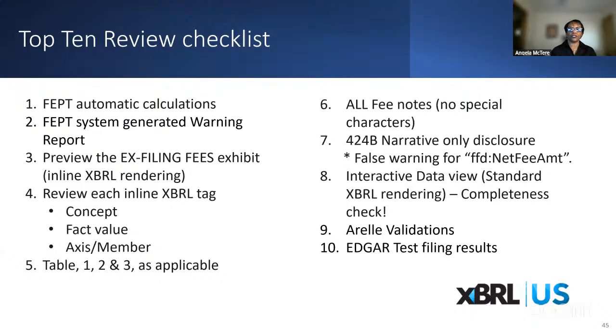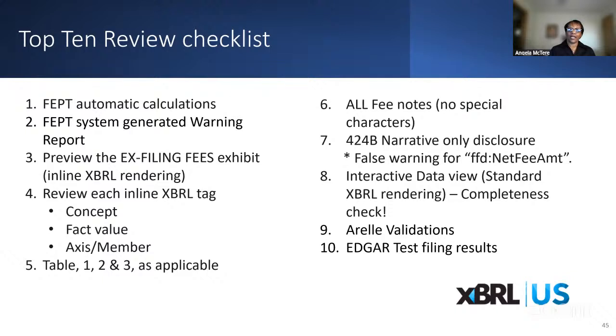These will now show a warning, and this is new, a warning for a net fee amount. A net fee amount of 0 is needed. So for narrative only disclosure, the table automatically calculates a net fee amount of 0. There's no fee due on the narrative disclosure only tables. But the system is giving a warning that you must show a net fee amount due of 0.